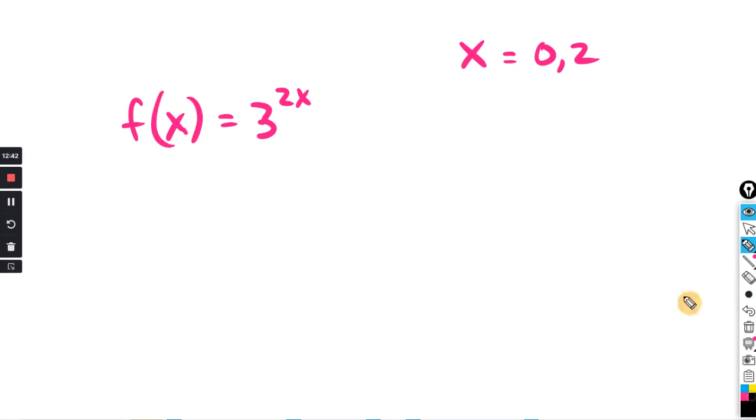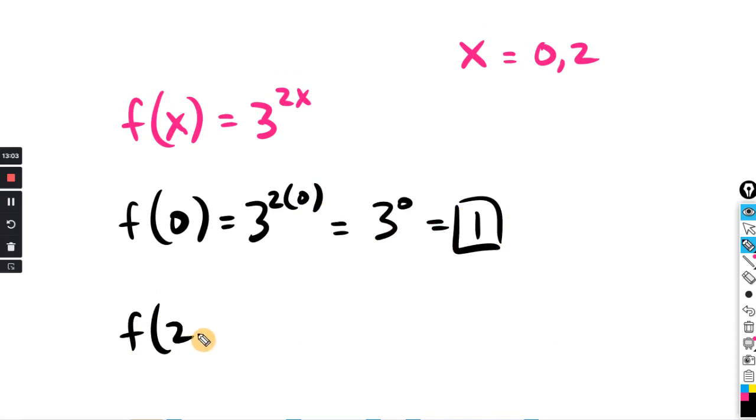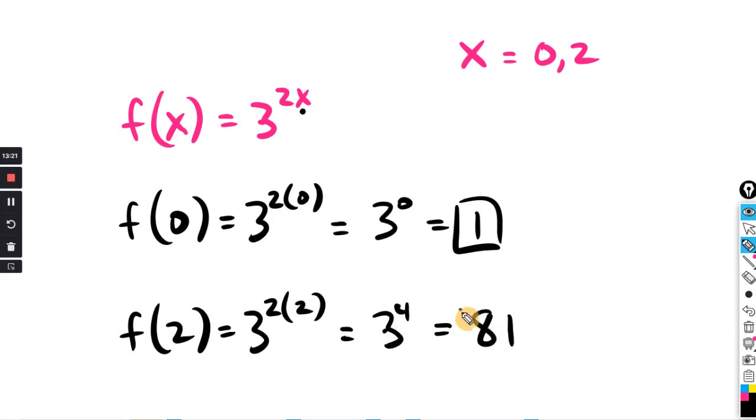If you wanted to plug in 0, and you did f of 0, that would just be 3 to the power of 2 times 0. 2 times 0 is just 0, and 3 to the 0 is 1. And if you wanted to do f of 2, it would be 3 to the power of 2 times 2, because you're plugging in 2 right there. 2 times 2 is 4. And 3 to the 4th, that's the same as 9 times 9, or 81. All right, so it's the same thing, even if you have an exponent.